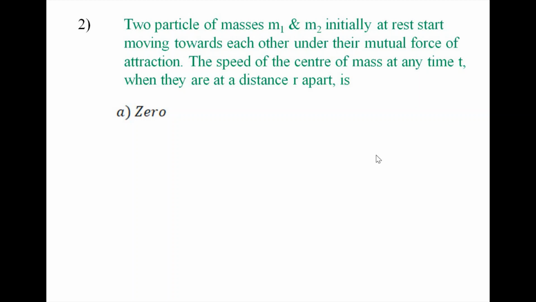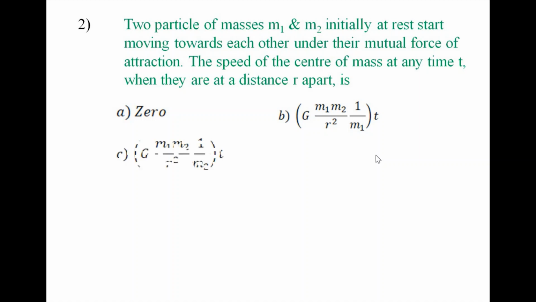Option A is 0. Option B is G m1 m2 by r squared into 1 by m1 into t. Option C is G m1 m2 by r squared into 1 by m2 into t. And option D is G m1 m2 by r squared into 1 divided by (m1 plus m2) into t. So let's see the solution.